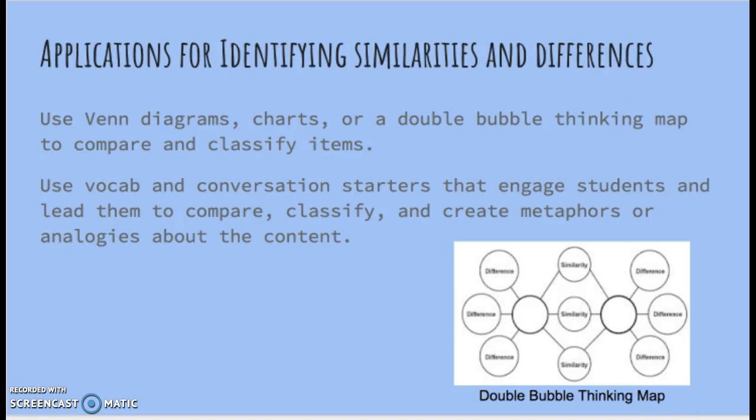Applications for identifying similarities and differences. So how can we use this in our classroom? Some strategies that we could do to help students find similarities and differences are Venn diagrams, charts. Many of us have been trained in National Urban Alliance, so the double bubble thinking map. And we know that this is even more beneficial than a Venn diagram since a double bubble doesn't limit students' thinking. Also, we can use vocab and conversation starters that encourage students and lead them to compare, classify, and create metaphors about the content.